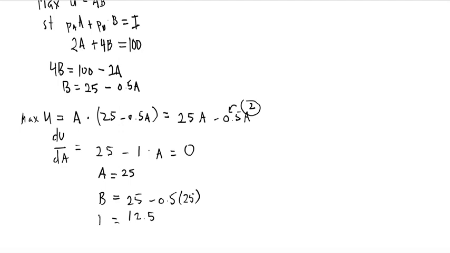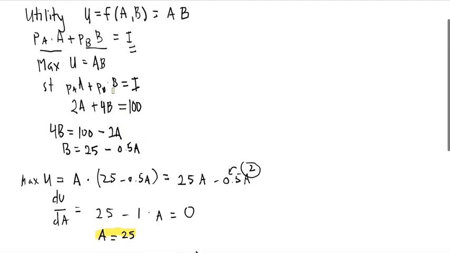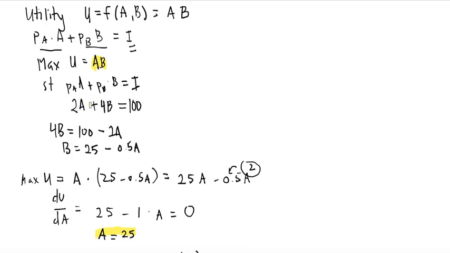All right, so these are our values of A and B that will maximize our utility given our utility function, which again was equal to A times B, and given our income constraint, which is that 2A plus 4B equals 100.